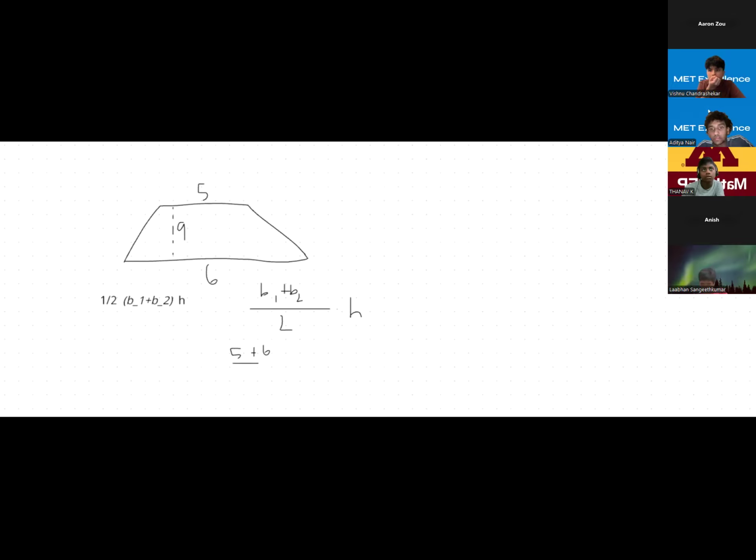What's that going to equal? That's going to be 11 over 2. I could make this 5.5, but I'm not going to do that right now because I still have to multiply by h, which is going to be 9. What's 9 times 11 over 2? This is going to be 99 over 2. Now I can simplify this. What is 99 divided by 2 going to be? If you said it in chat already, it's going to be, let's see, 4.